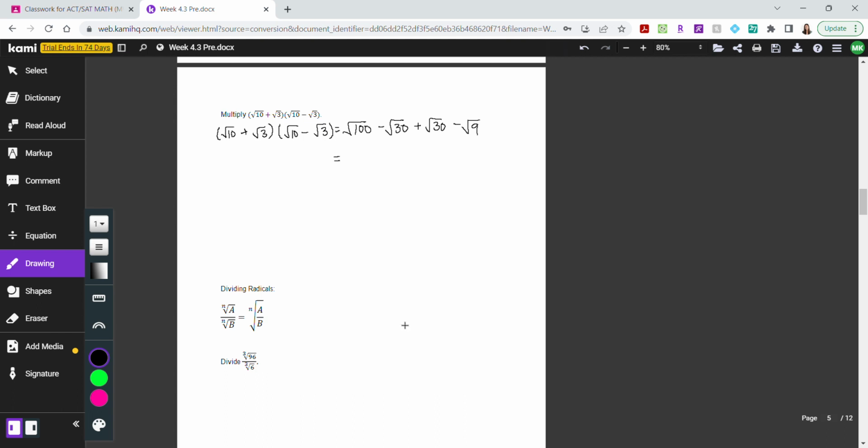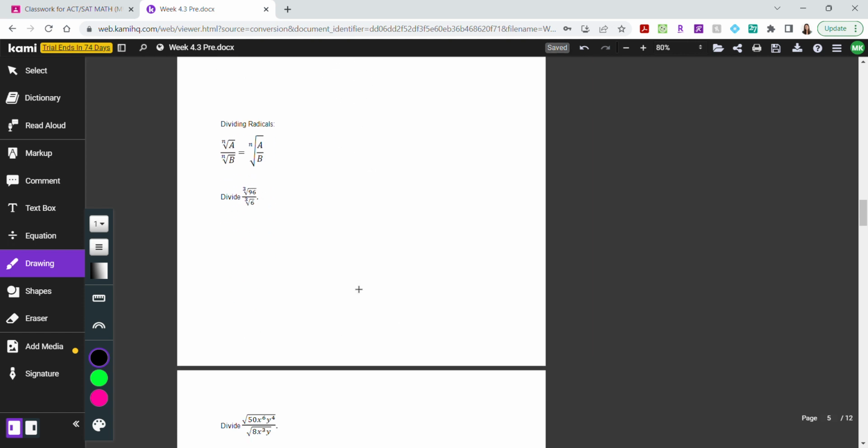From here, let's group all the like terms and square whatever we can square. So with this, we'll get 10. These two cancel out each other. And then this becomes 3. Now we have 10 minus 3, which will give our final solution of 7. All right, and that's how you solve multiplication of radicals.